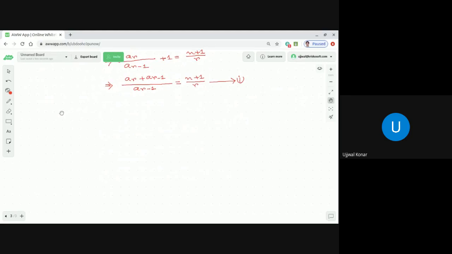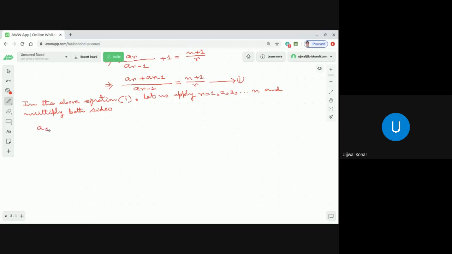Are you getting my point? In the above equation 1, let us apply r equal to 1, 2, 3 up to n, and multiply each term, and multiply both sides. So what are we going to get if we apply r equal to 1?